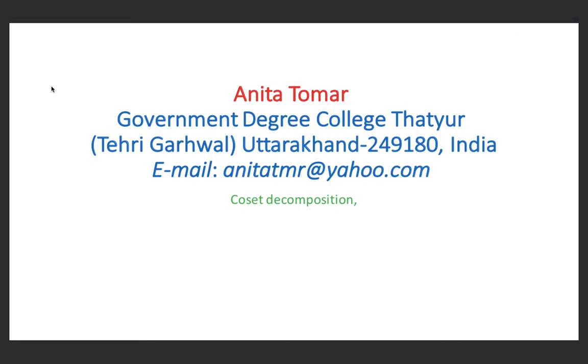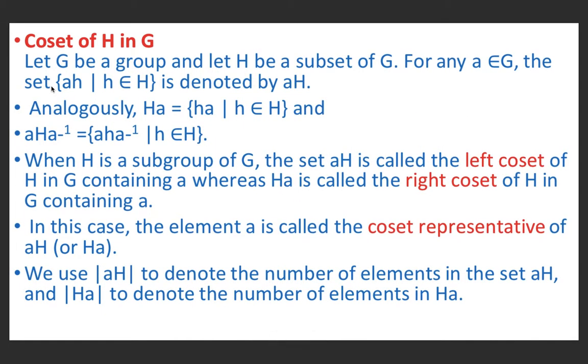Good morning. Today we will discuss coset decomposition. Let G be a group and H be a subset of G. So first of all, we will introduce some notations. For any element a belonging to G, the set {ah such that h belongs to H} is denoted by aH. Similarly, Ha is equal to {ha where h belongs to H} and aHa inverse equals {aha inverse such that h belongs to H}. So these were some notations.